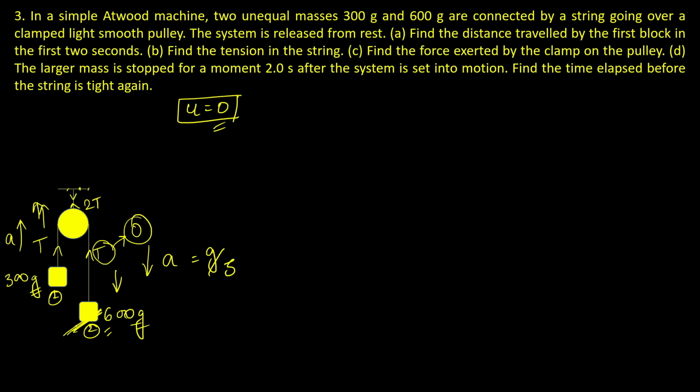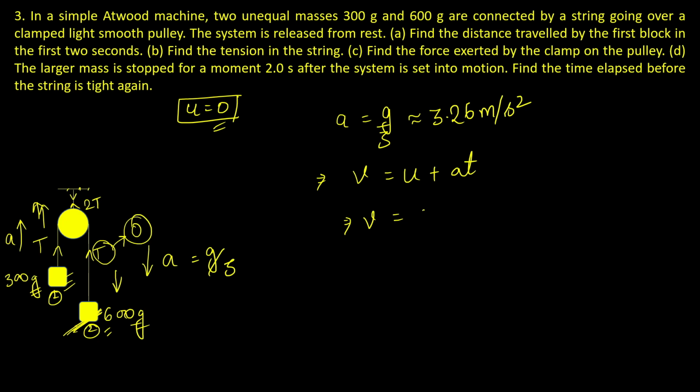So the situation is like this. Initially, the whole system, both the masses, is moving with acceleration g upon 3, that is approximately 3.26 meters per second square. Before stopping the bigger mass at 2.0 seconds after the system is set into motion, we need to find the velocity of the first system, and I'll tell you why. By applying v is equal to u plus at, Newton's first equation of motion, v is equal to u, which is 0, plus acceleration 3.26 multiplied by 2. That will be equal to 6.52 meters per second in the upward direction.